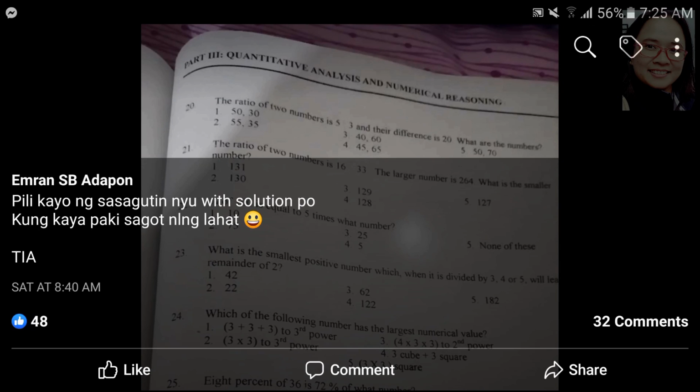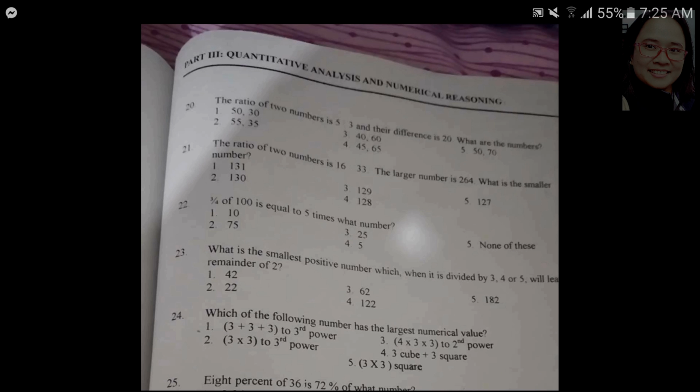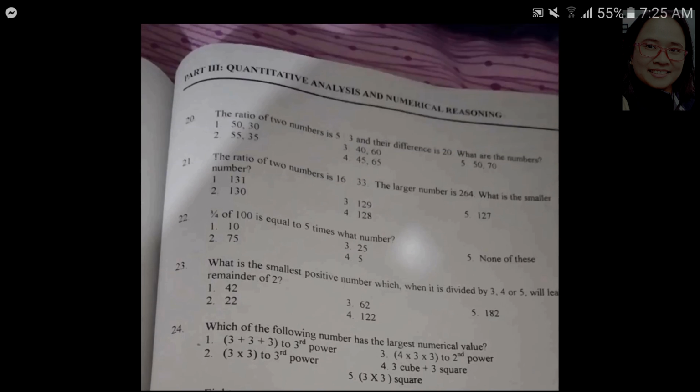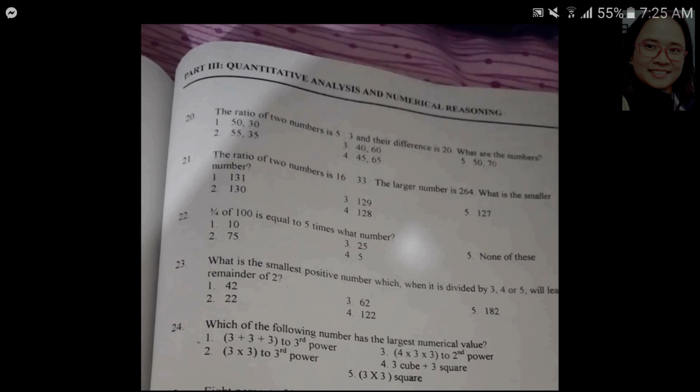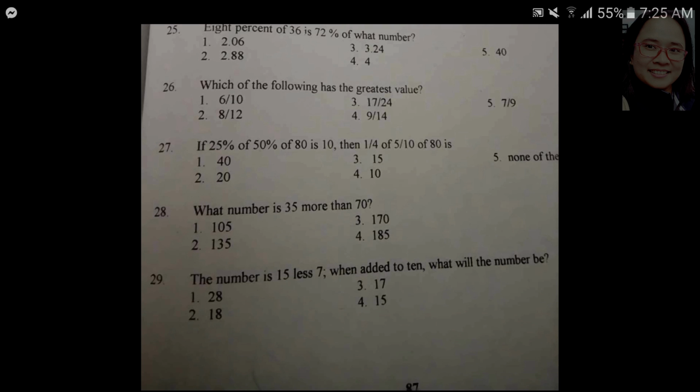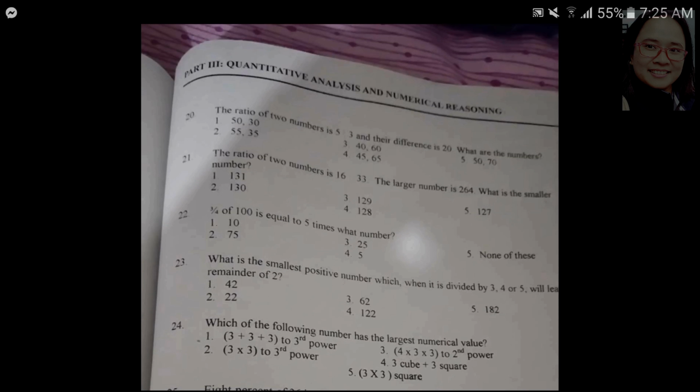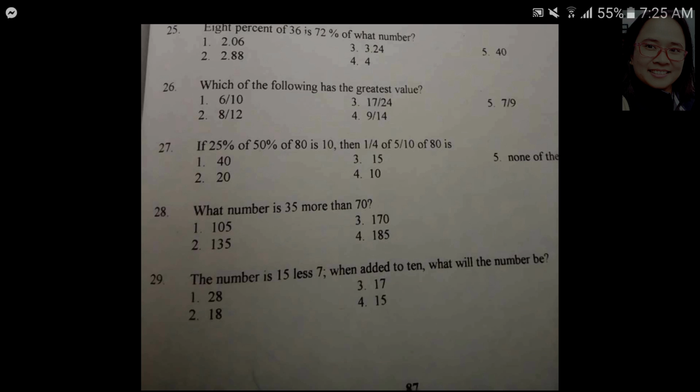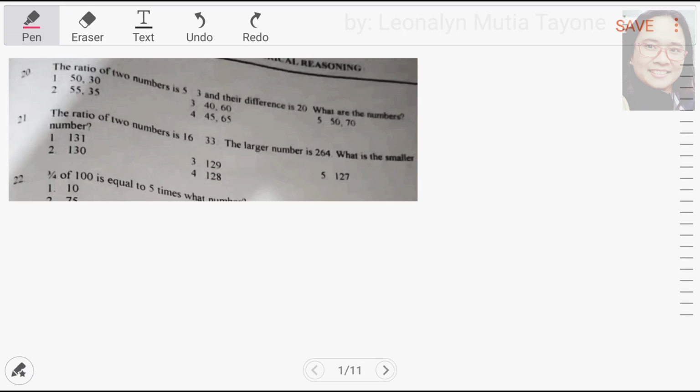Let's answer questions from a random post, and this is a post by Sir Emran SB Adapon. I don't know where many of these came from since it's not written here, but this is quantitative analysis and numerical reasoning. So this is the reviewer. Sagutan natin ito lahat from 20 to 29. Umpisahan natin dito sa item number 20.